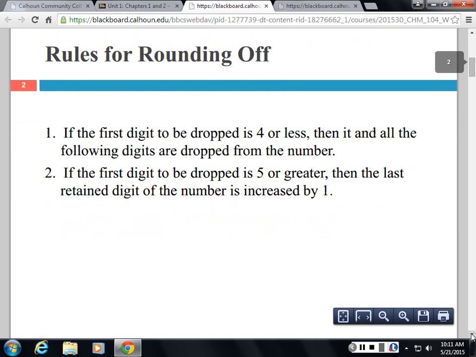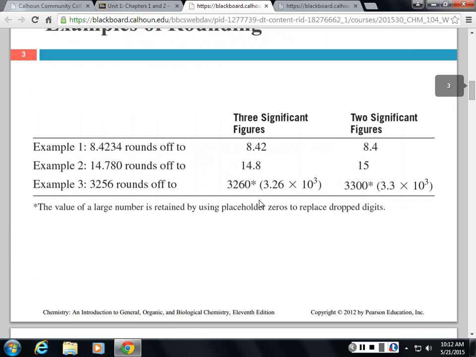First, really quickly, as for rounding, most of you know how to do this anyways. But if you have to round to a certain number of significant digits, if your number is 4 or less, then you round down. And if it's 5 or greater, then you round up. So we'll look at some examples real quick.